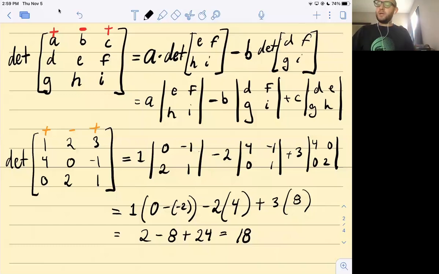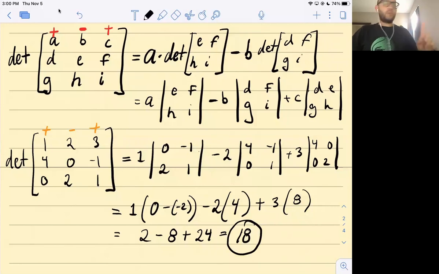Oh, 18, what does it represent? Well, I'll leave that for next time, I think. I'm not sure we're going to have a chance to explain what that is today. But it represents something you understand. It's something really, really nice. And that's what's so amazing about the determinant.